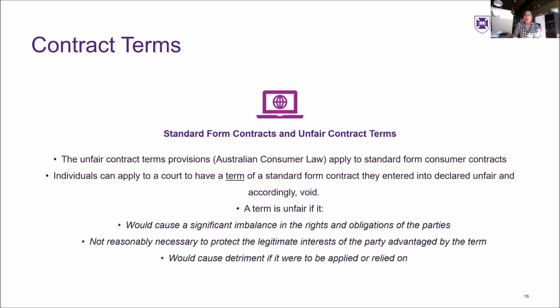There are rules about what constitutes unfair. So the court has this sort of three-pronged test: that it would cause a significant imbalance in the rights and obligations of the parties; it's not reasonably necessary, as in that term is not reasonably necessary to protect the legitimate interests of the party who is advantaged by the term; and it would cause detriment if it were to be applied or relied on.